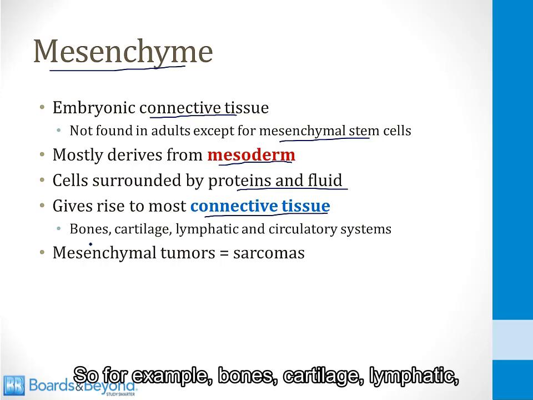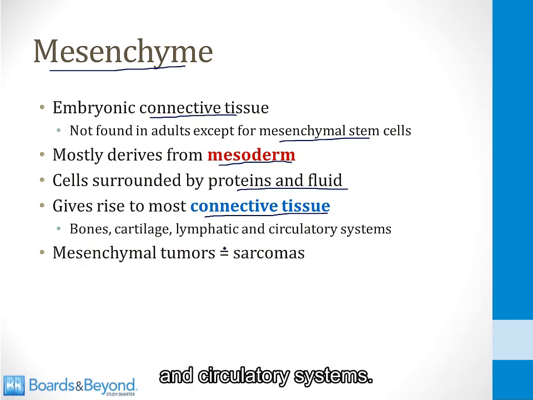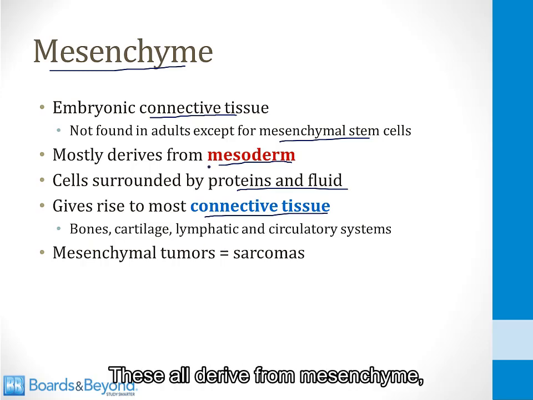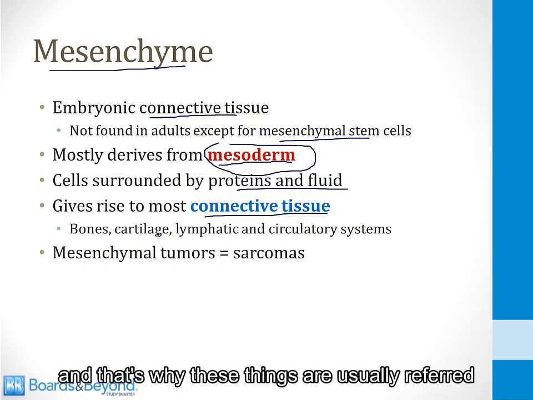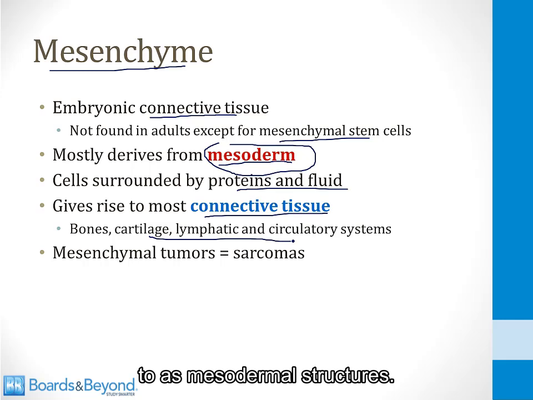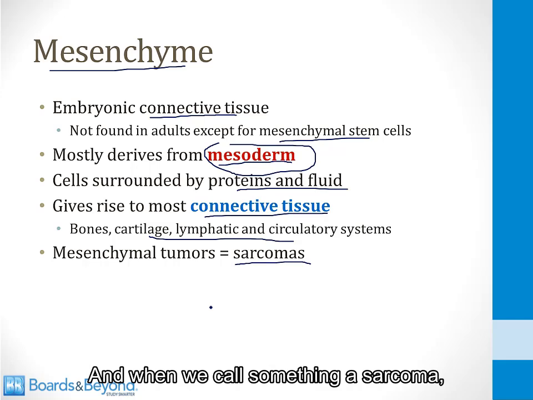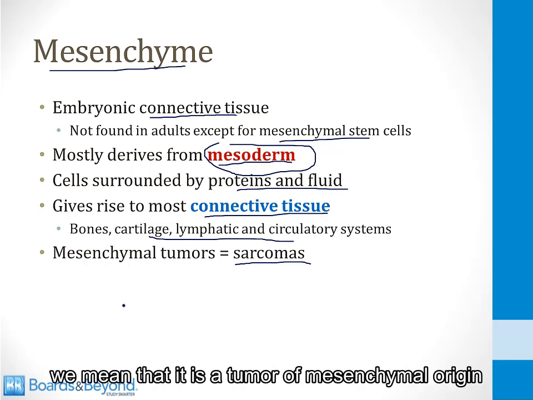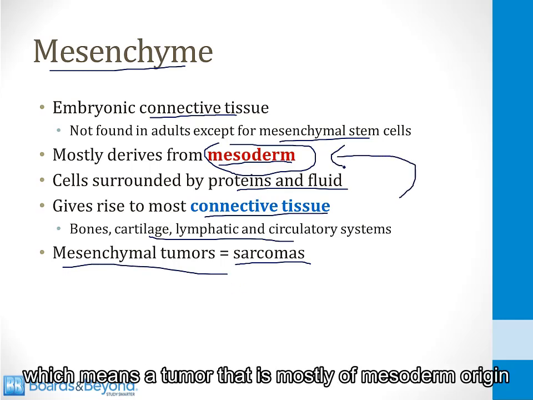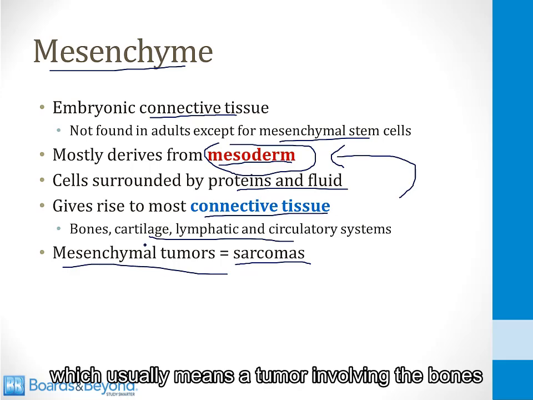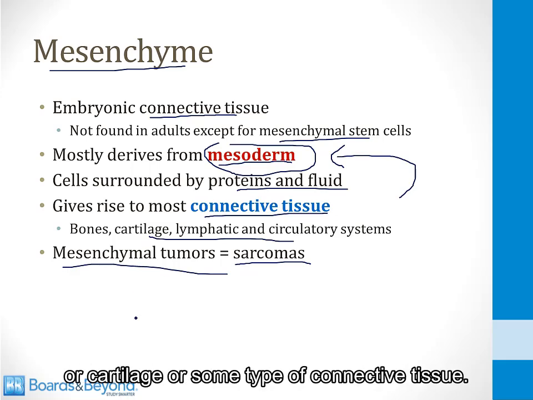So for example, bones, cartilage, lymphatic, and circulatory systems, these all derive from mesenchyme, which is mostly mesoderm, and that's why these things are usually referred to as mesodermal structures. And you will hear about tumors called sarcomas, and when we call something a sarcoma, we mean that it is a tumor of mesenchymal origin, which means a tumor that is mostly of mesoderm origin, which usually means a tumor involving the bones or cartilage or some type of connective tissue.